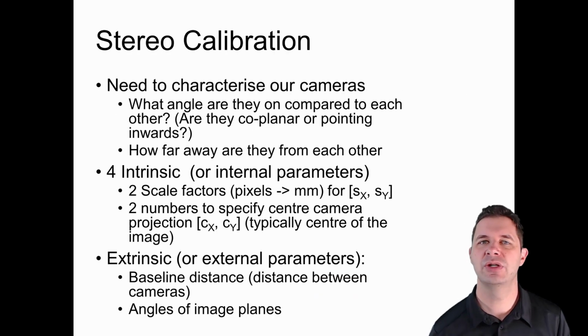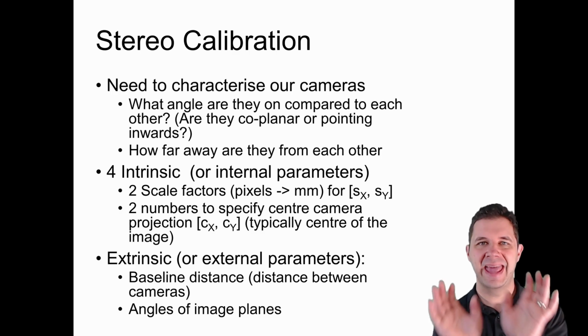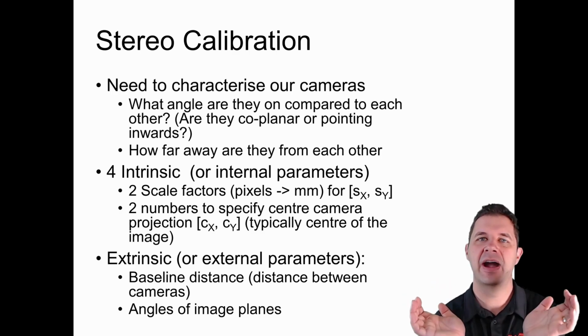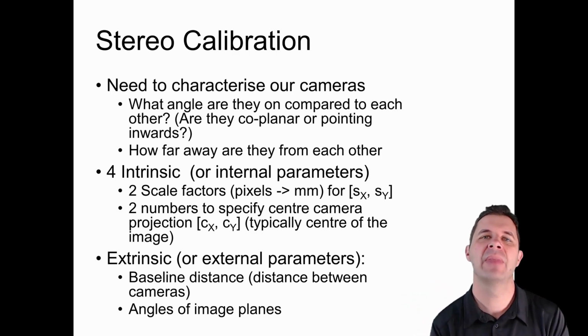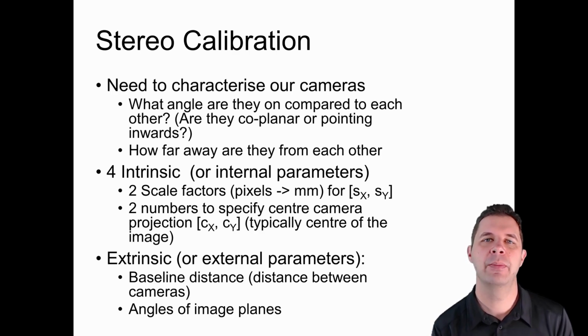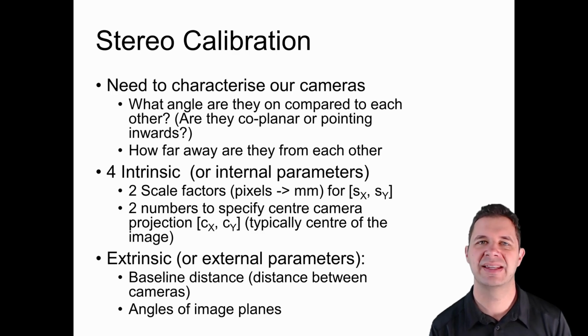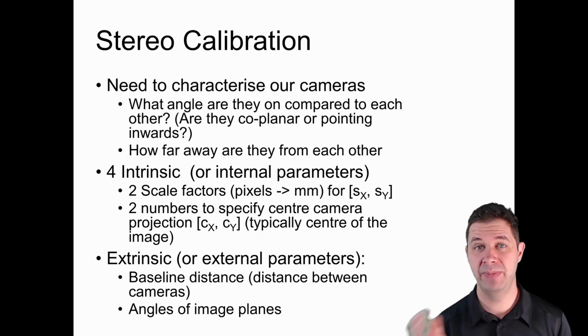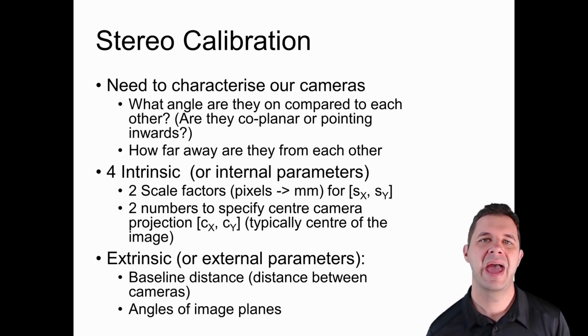So I've mentioned that we need to do stereo calibration, and part of this will be about calibrating the cameras with respect to each other, like how far away they are, what angles they're on. Part of it will be around our intrinsic parameters of our cameras. So looking at scale factors for converting between pixels and millimeters, for example, and working out where the center of our images are as well.